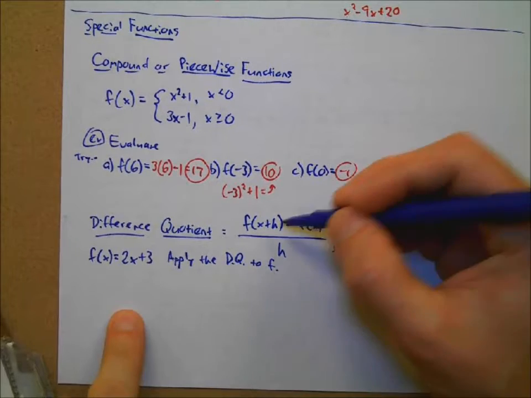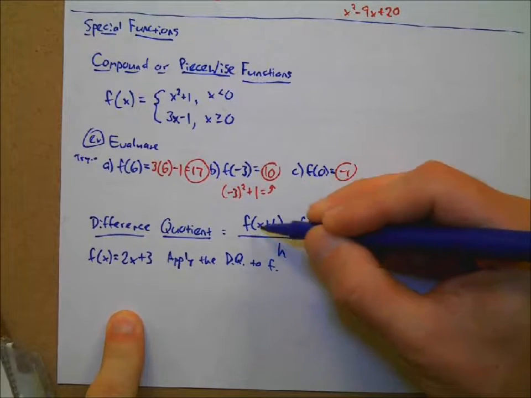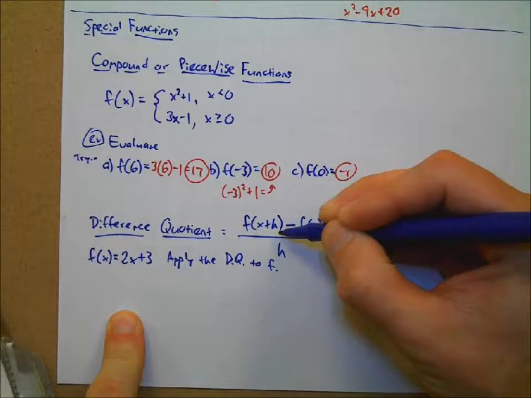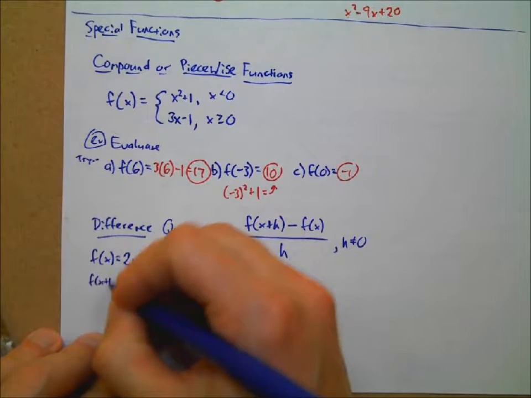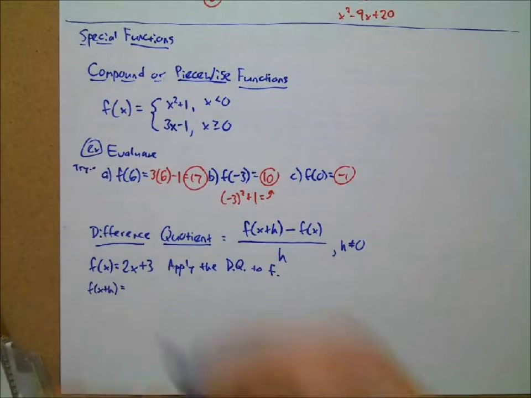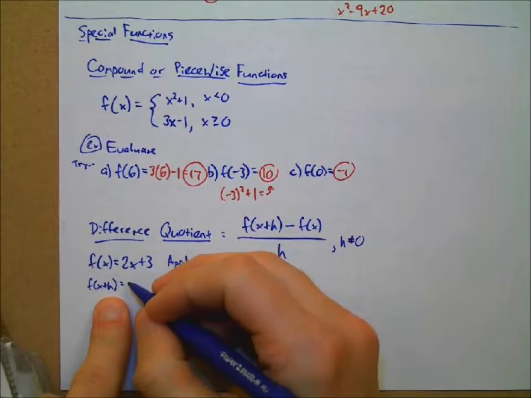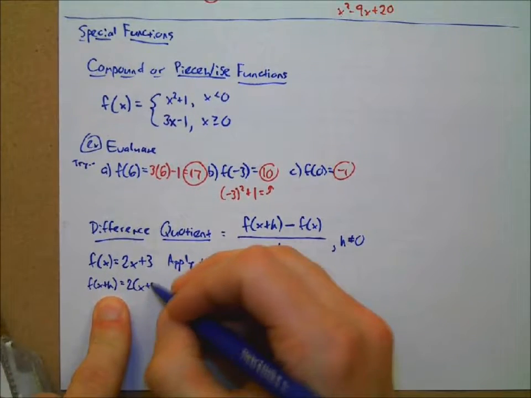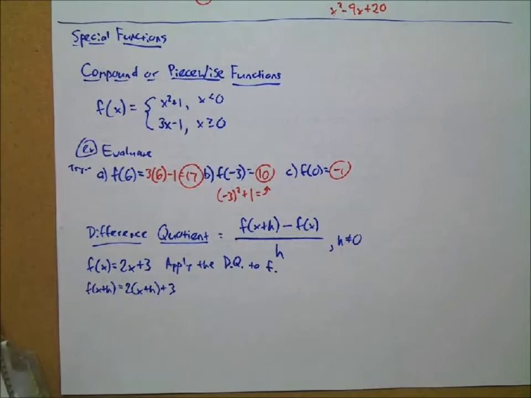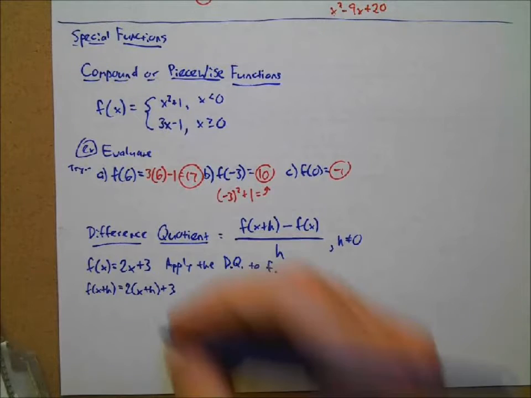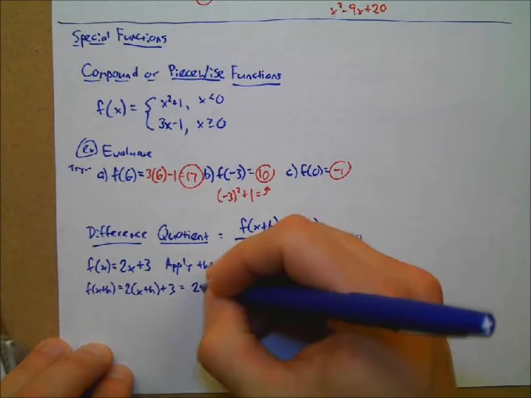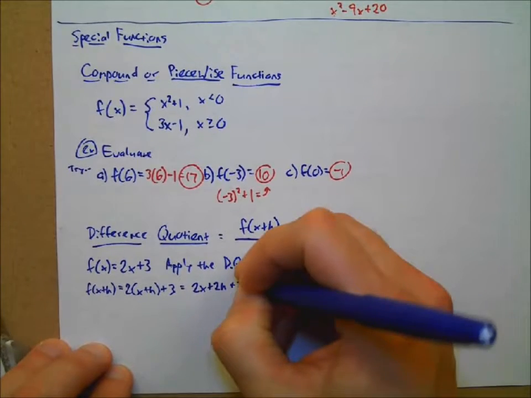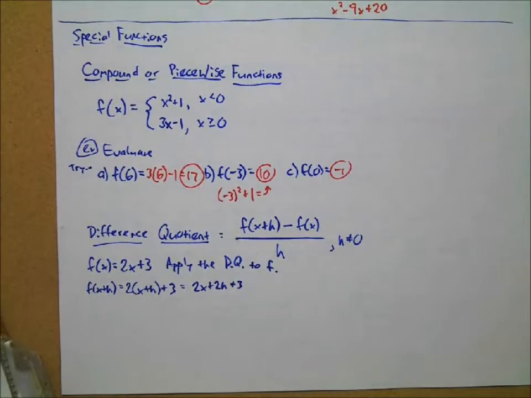All right, this first piece of the difference quotient, we have to figure out what f of x plus h is. Well, I know what f of x is, so I'll do a little side calculation here before I do the main one. It'll just be 2 parentheses x plus h, and then plus 3. I'm just replacing the x with x plus h like that. Which, if I simplify it, is going to be 2x plus 2h plus 3.